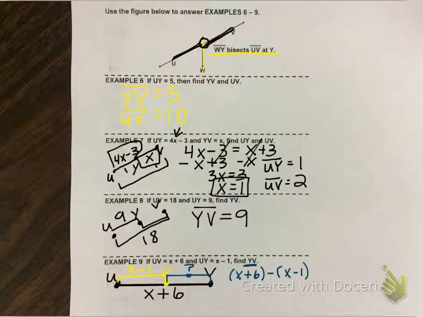Now we're subtracting the whole thing away, so that's really the same thing as x plus 6 minus x minus a negative 1, which is a positive 1. So what happens to my x's? They cancel. That goes away with that one, leaving 6 plus 1, which is 7. So 7 is our value from Y to V.